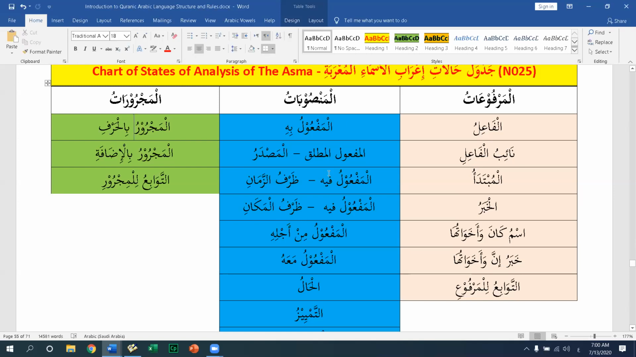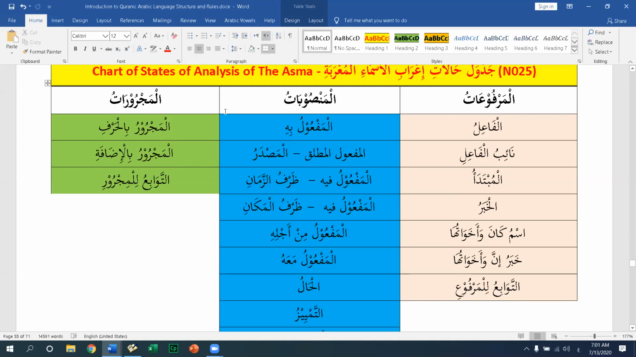If the mudaf is maf'ulun bihi, it would be mansub. So it depends on what the position of the mudaf is. The mudaf and mudaf ilayh are seen as one ism. Are you following me? So the part that is mudaf has to be analyzed based on its position. The mudaf ilayh will always be majroor, but the mudaf would be analyzed based on its position in the sentence.